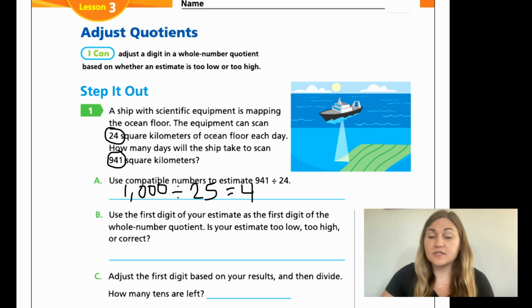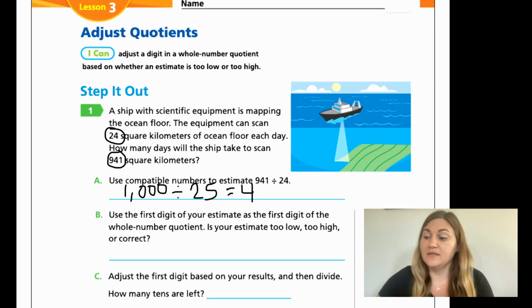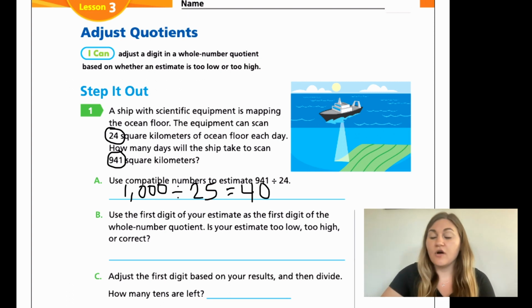So I know my answer is going to start with a 4. Remember when I took that zero off? Now I'm going to put it back on at the end of my answer. So there are 40 groups of 25 in 1,000. So 1,000 divided by 25 is equal to 40. So that's my estimated answer for how many days it's going to take to scan the ocean floor.